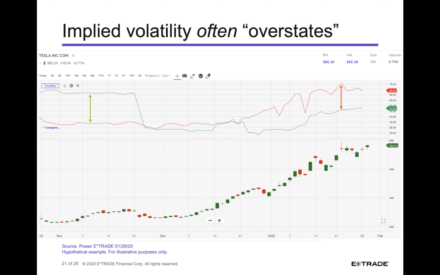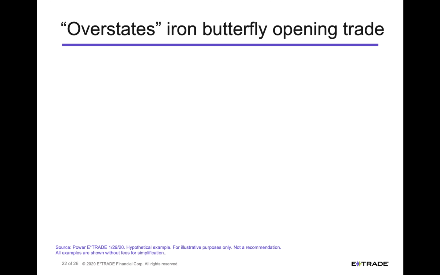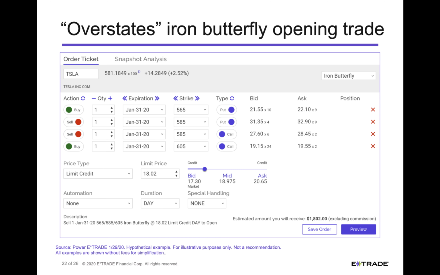And this is, of course, very typical that the implied volatility often overstates. Because you look at this and you say, 2 out of 3 months, this thing was overstated on volatility, maybe I am okay placing an overstates kind of trade as we get into earnings. So here's an overstates iron butterfly open trade.